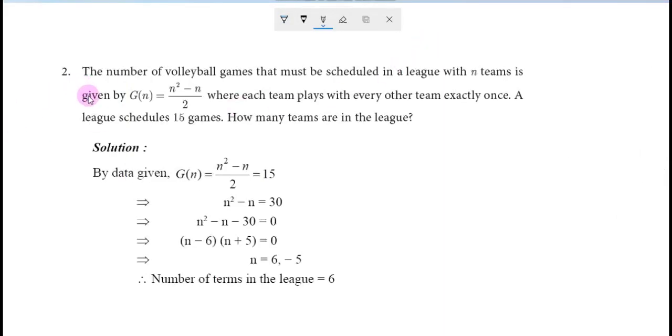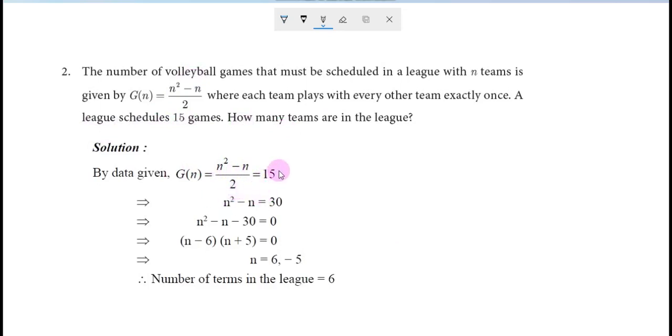Now question number 2. The number of volleyball games that must be scheduled in a league with n teams is given by g of n equal to n square minus n by 2, where each team plays with every other team exactly once. A league schedules 15 games. How many teams are in the league? So the function is given, and the league schedules 15 games. So let us compare. So n square minus n equal to 15 by 2.